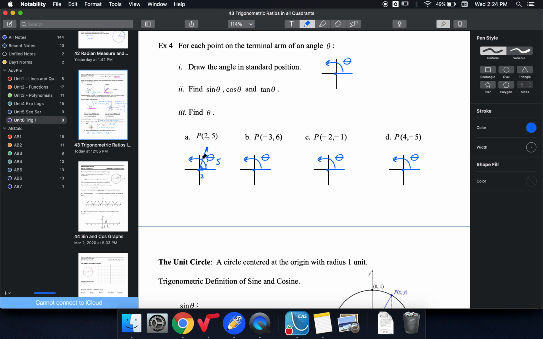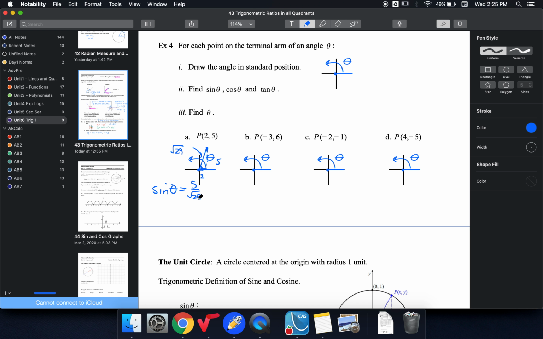And then I can use Pythagorean theorem to find my r value. So 5 squared plus 2 squared, that's going to be 29. So this side is going to be square root of 29. I'm going to leave it like that. I don't like decimals. I know that 5 and 2 are both positive. We're in quadrant 1. So sine of theta is exactly 5 over root 29.